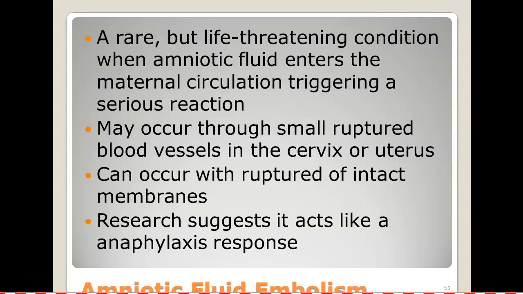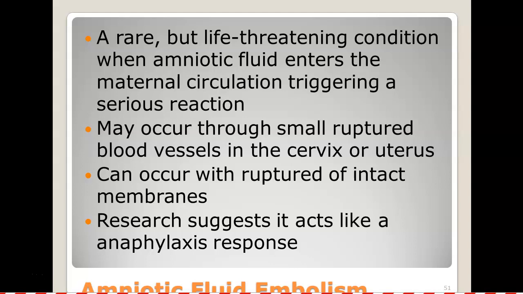Another complication is an amniotic fluid embolism. This is a rare but life-threatening condition when amniotic fluid enters the maternal circulation, and this triggers a serious reaction. So this can sometimes occur through a small ruptured blood vessel in the cervix or the uterus, and that is the passageway for the amniotic fluid to get into mom's circulation. It can occur with ruptured or intact membranes, so it doesn't matter whether her water's broken or not.